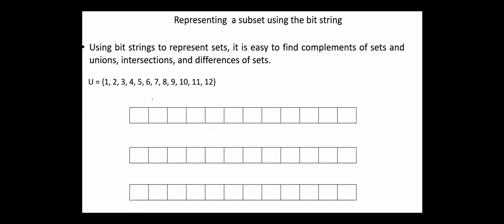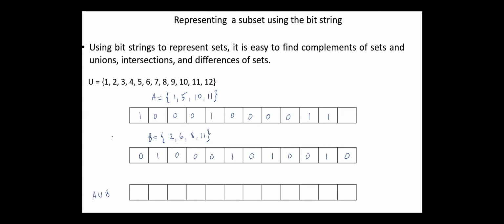Another example to find the union. Suppose that the set A equals 1, 5, 10, 11, which is represented in the bit string over positions 1 to 12. And the set B equals 2, 6, 8, 11, which is represented in the bit string as follows.